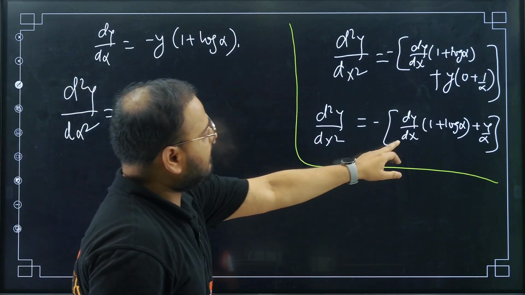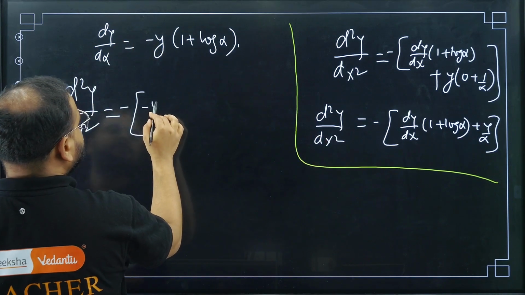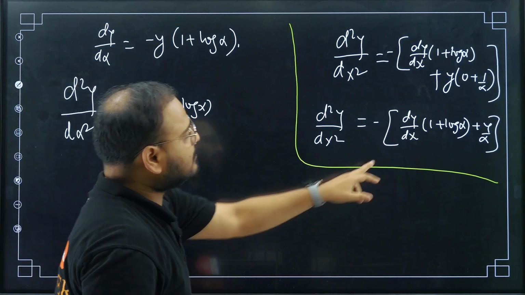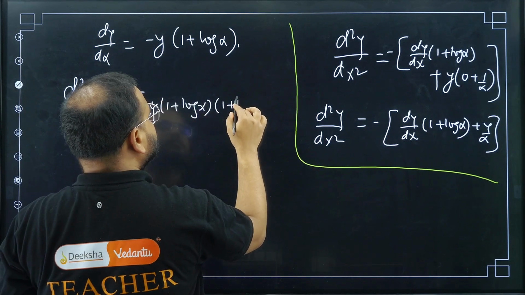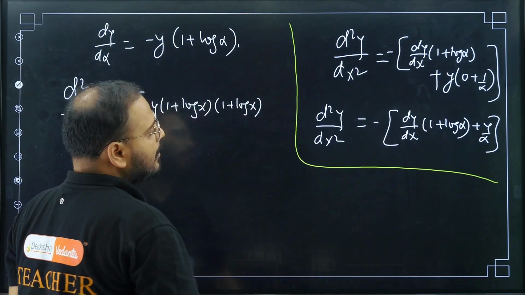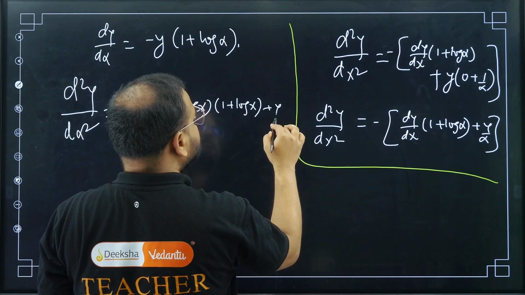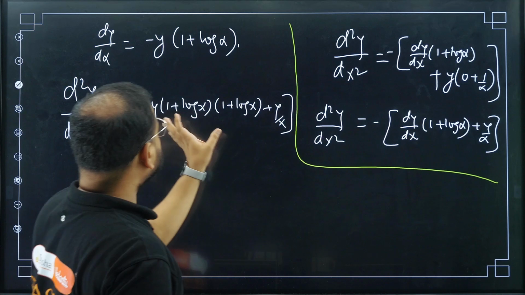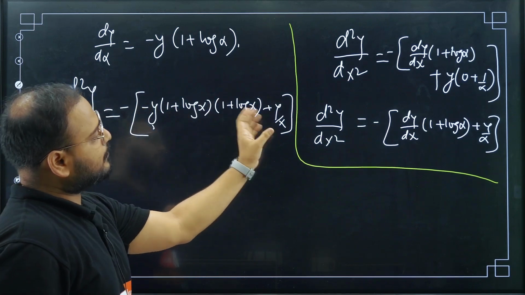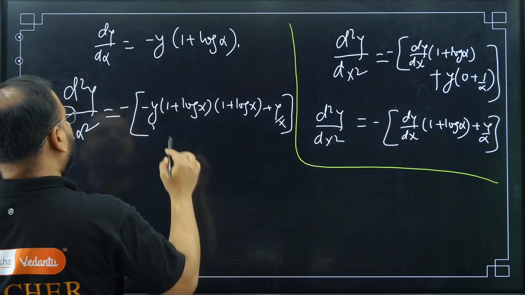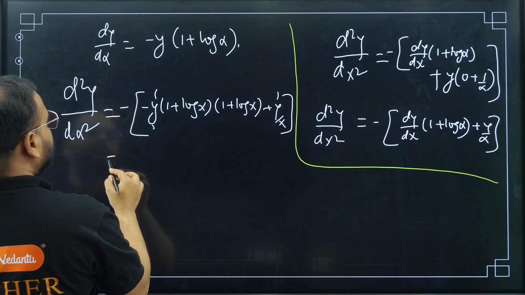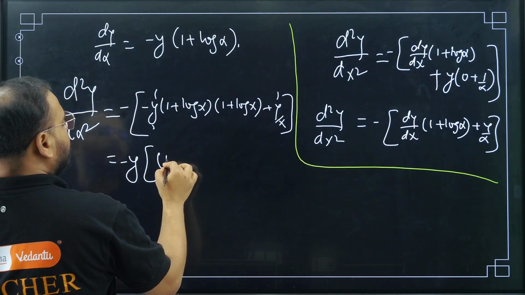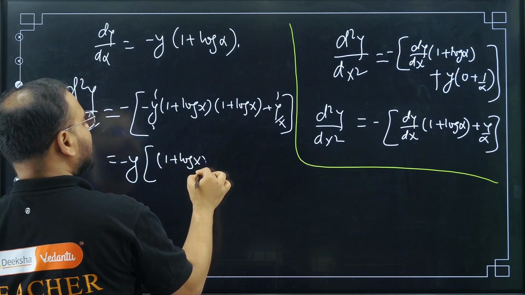Okay, dy by dx, this expression is there, so I'll write it here: minus y times of 1 plus log x, times of 1 plus log x, plus y by x, correct? The same thing: this is the y dy by dx, this is my 1 plus log x and plus y by x. I have y and y here, I can take y common, it will be minus y outside. Now what I've left, 1 plus log x the whole square.